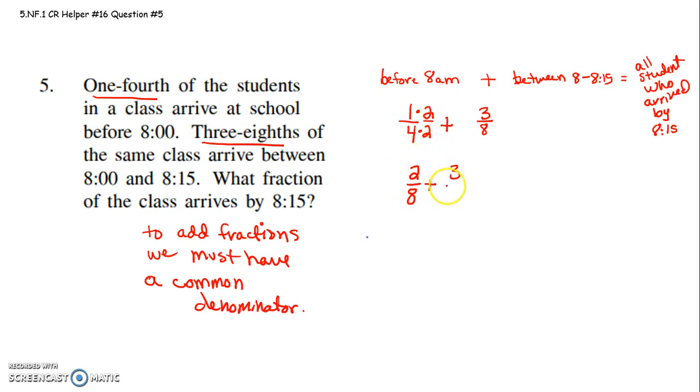So then we have 2/8 plus 3/8. You keep that denominator of 8. You ate 2 out of those 8 pieces of pizza. You came back, you ate 3 more of those 8 pieces. You've now eaten 5 of those 8 pieces of pizza. So 5/8 of the class had arrived by 8:15.